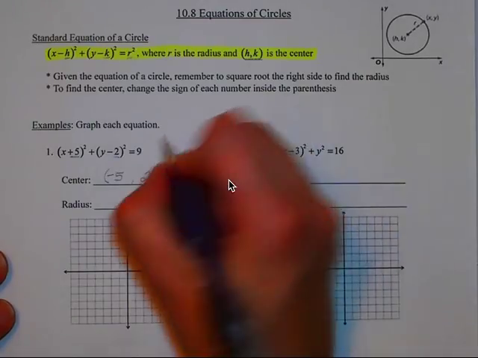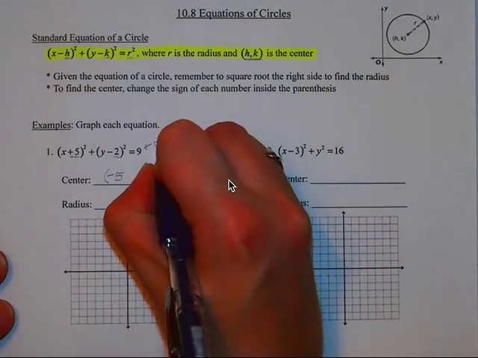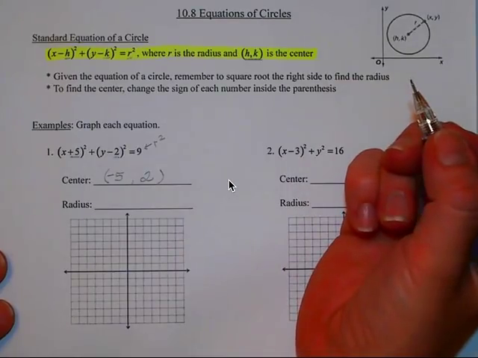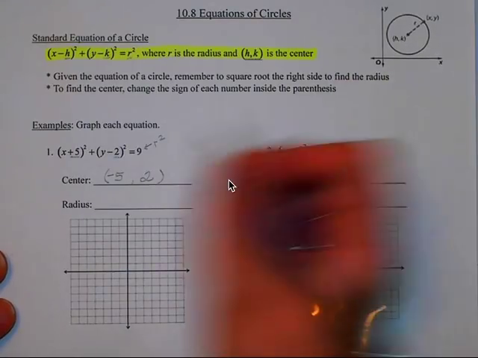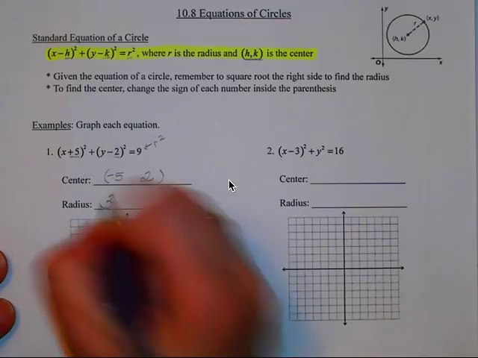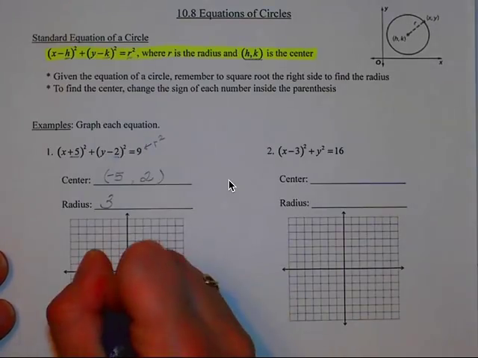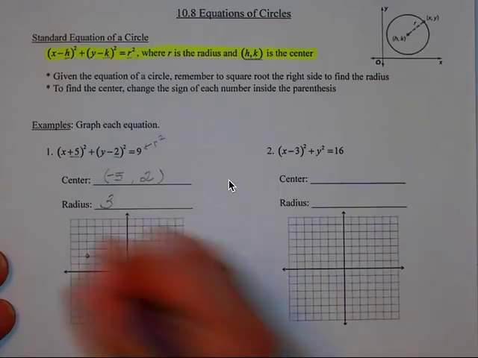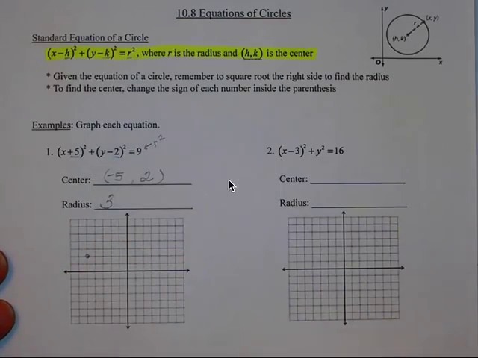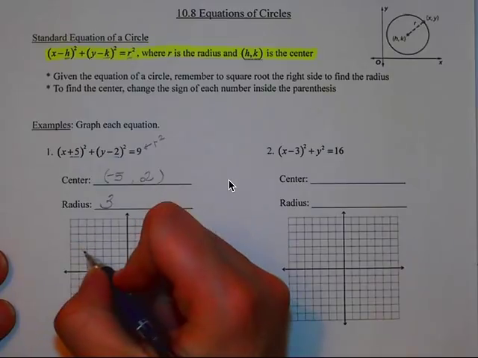The right side of the equation represents the radius squared, so if the radius squared is 9, the radius should be just 3. We square root that 9. To graph a circle, you should always start by plotting the center. So if I plot the center of this circle at -5, 2, it should be here. And then we know that all radii are the same length. So if we go 3 units away from the center, we can find the outside of the circle.